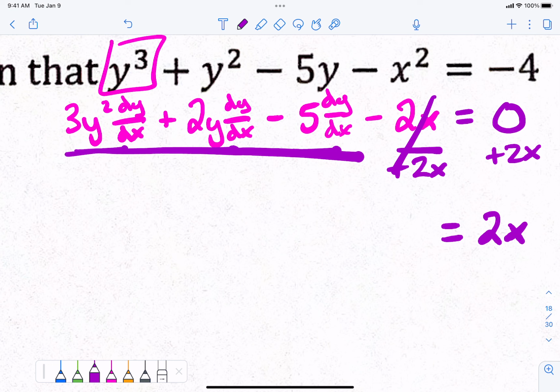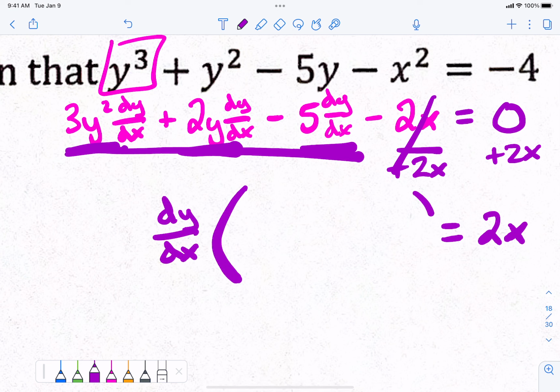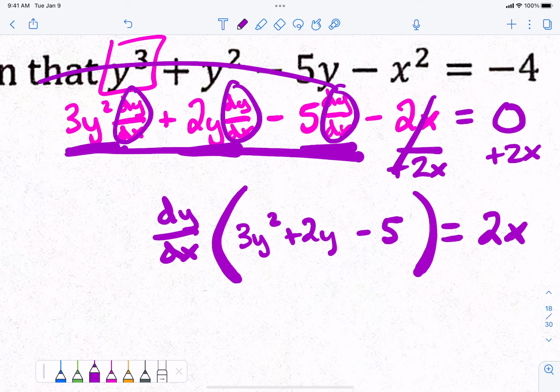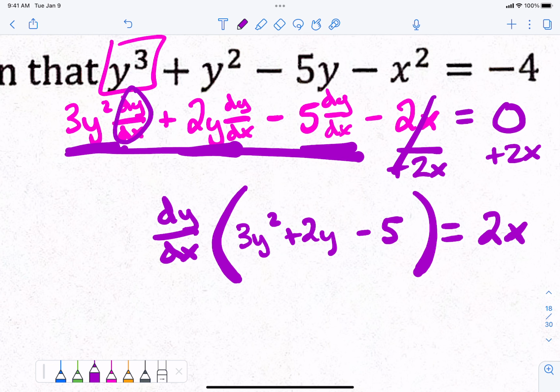You gotta pay attention, otherwise you're gonna miss a step. All three of these have a dy dx, so I'm going to pull a dy dx out in the front and write what's left over. I'm gonna take a dy dx out of each thing, which is 3y squared plus 2y minus 5. Do you see where I get that?